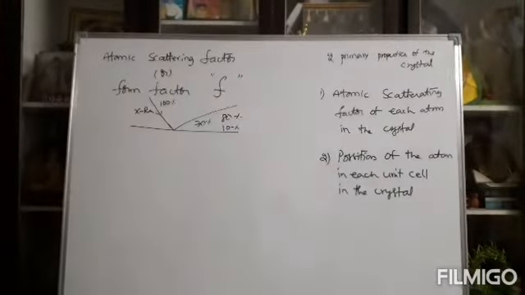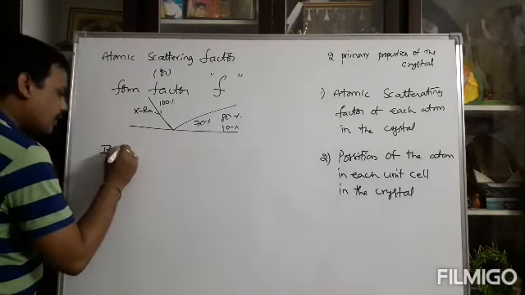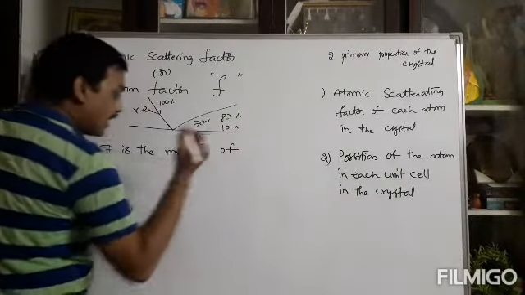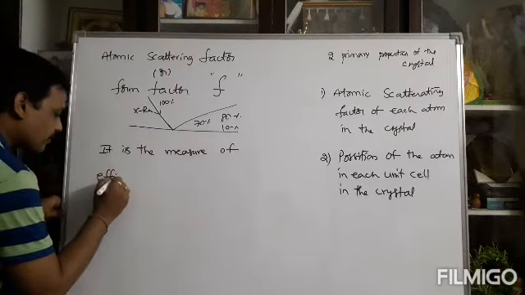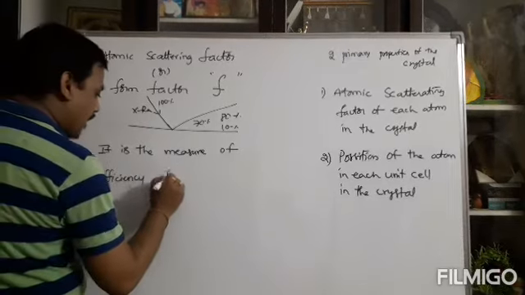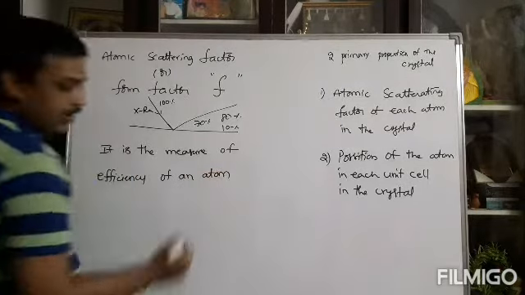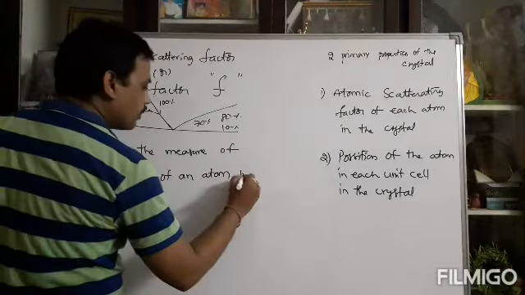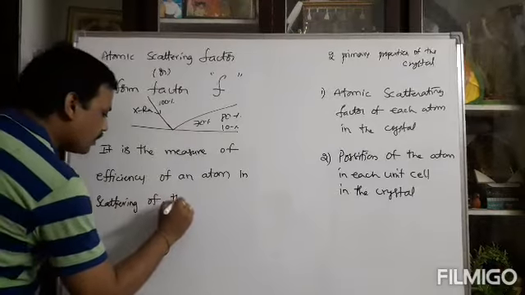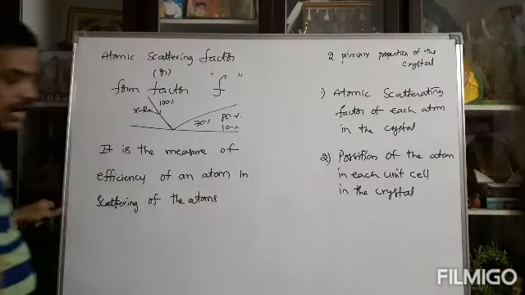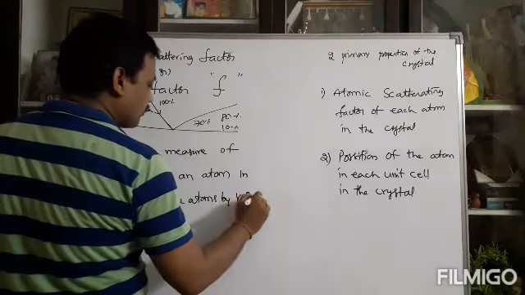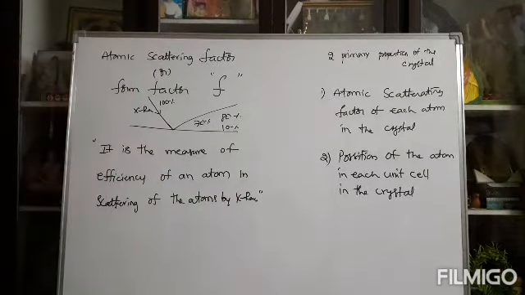called as form factor. Nothing but it is the measure of efficiency of an atom in scattering, the scattering of the atom by X-rays. This is the main function of scattering factor.